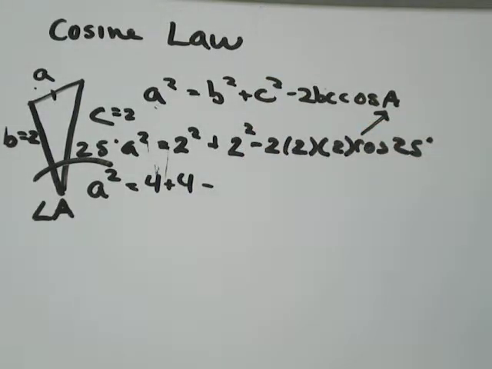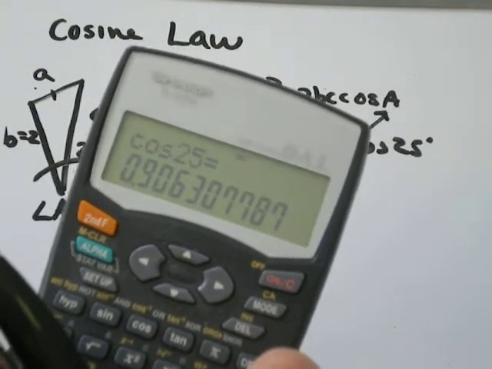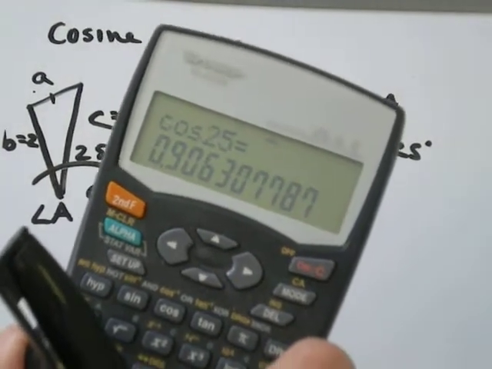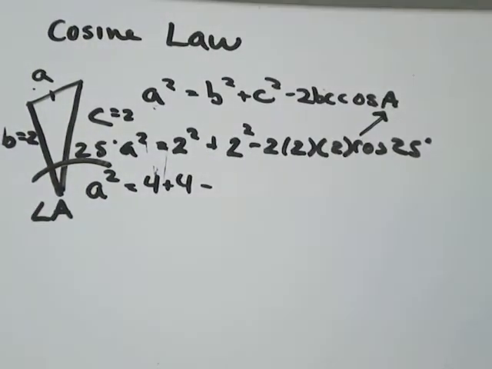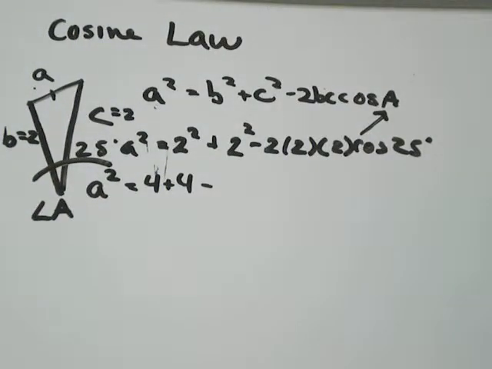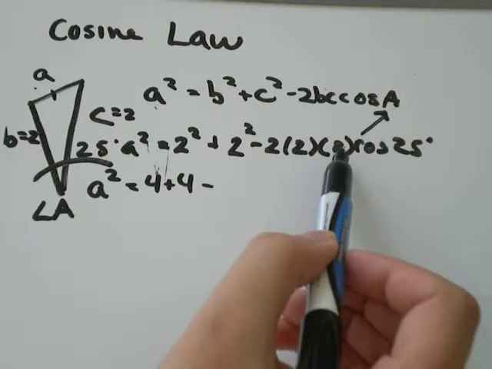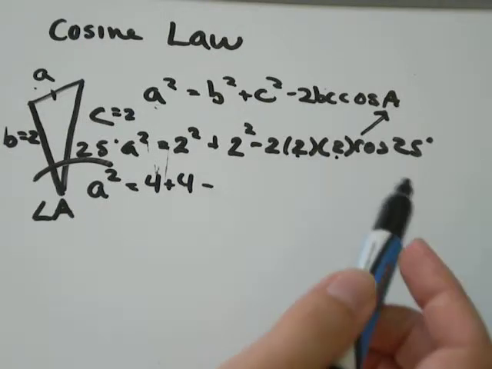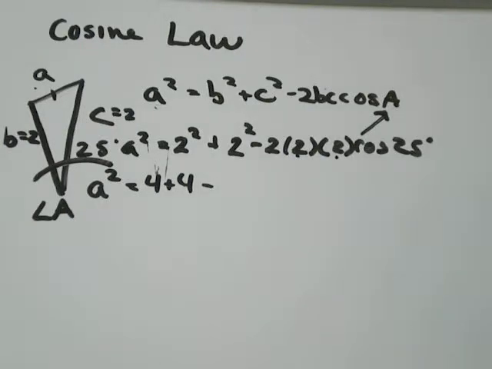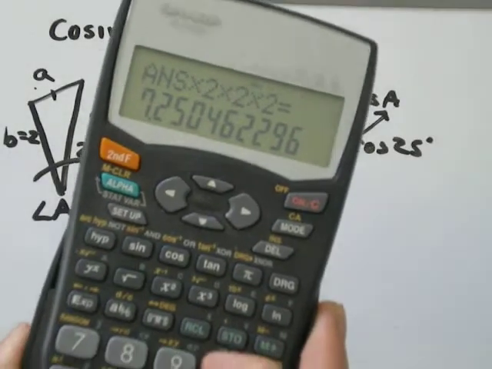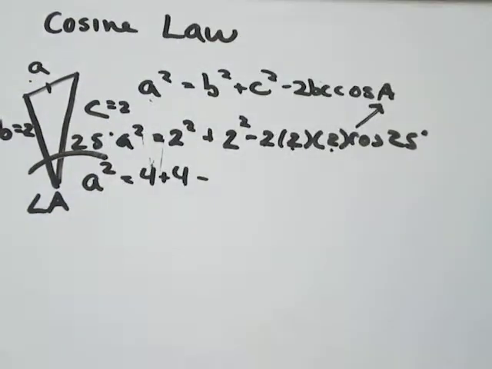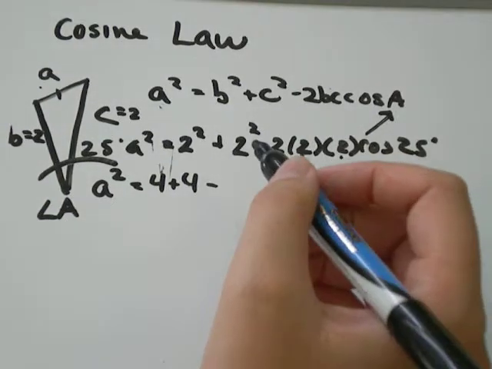Make sure your calculator is in degree mode. I get cos 25 is equal to that. So I won't round it, I'll just leave it as an exact value in my calculator. So I'll take that number and I'll multiply times 2 times 2 times 2 times 2 times 2 times 2. And I get that's equal to about 7.25.